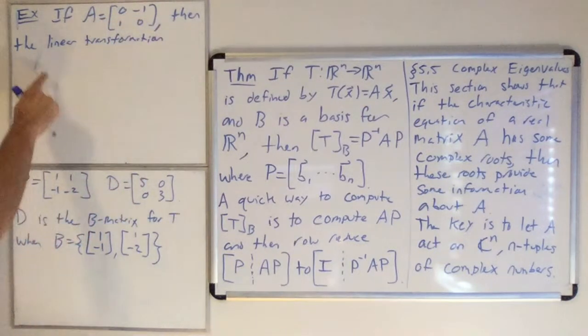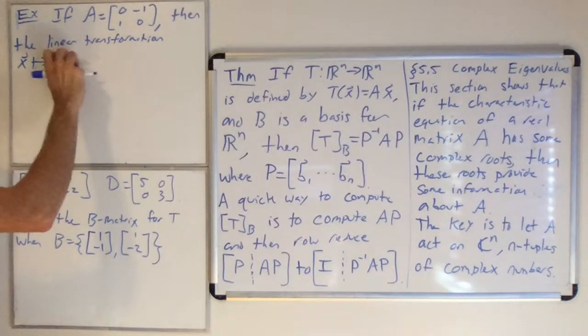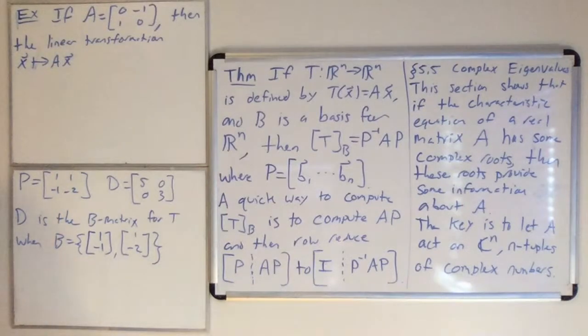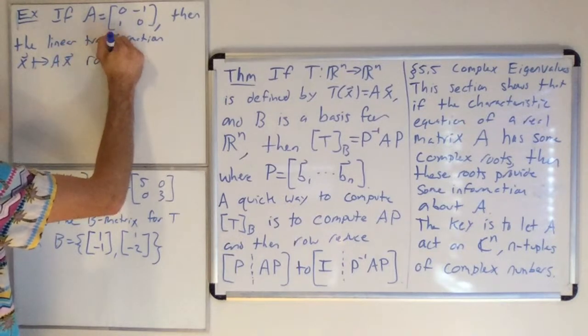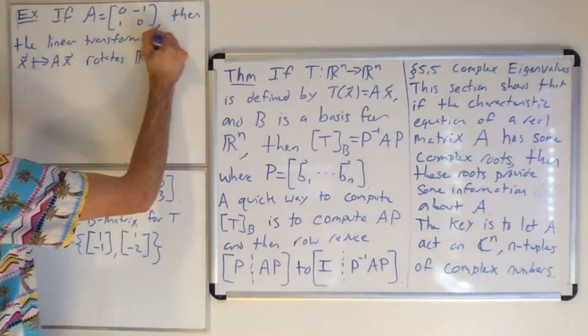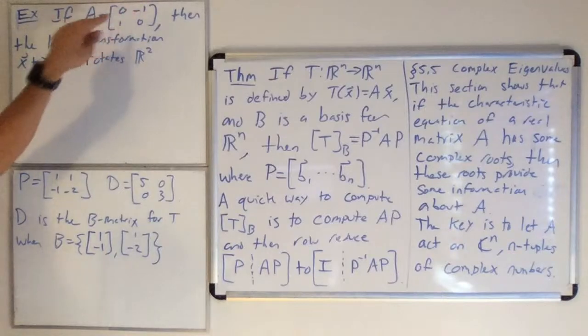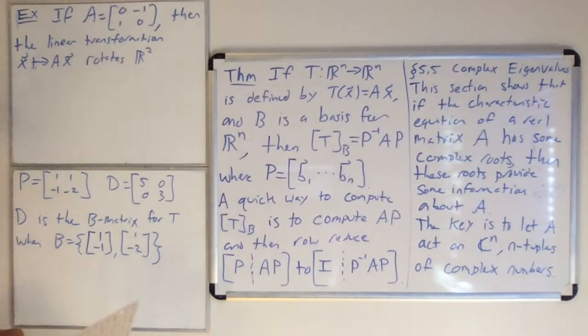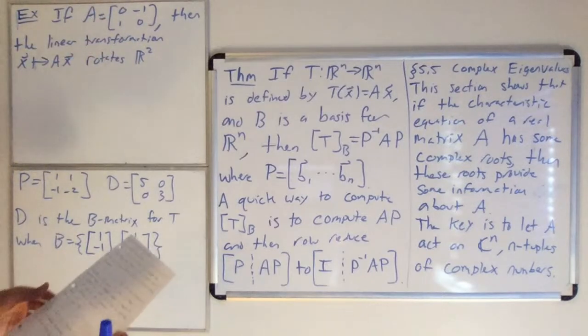So then the linear transformation that sends x to Ax rotates the plane. When we first looked at linear transformations, we saw that there was a rotation map that had sines and cosines in it. So this was like when you plugged in theta equals pi over 2, you would get this matrix. So it rotates the plane by 90 degrees.